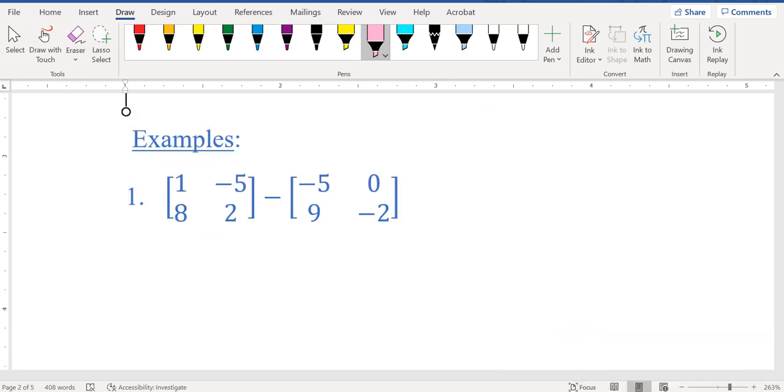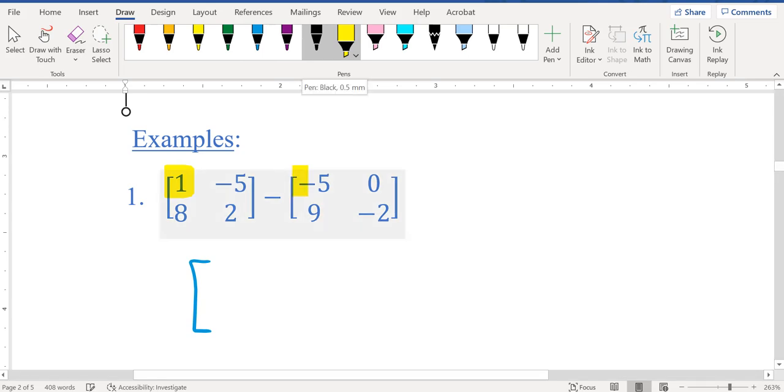Let's look at some examples. Number 1, 1 minus negative 5.